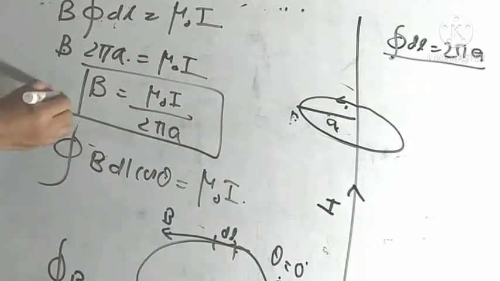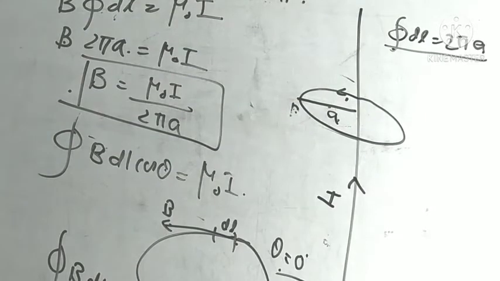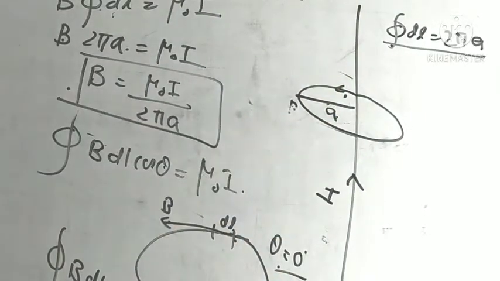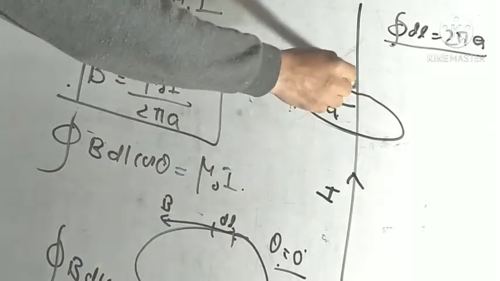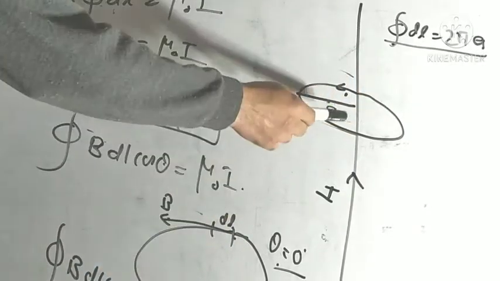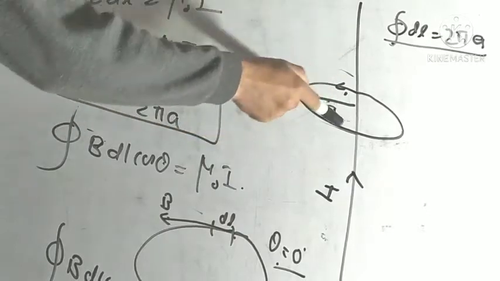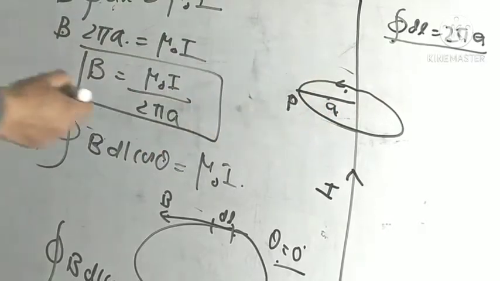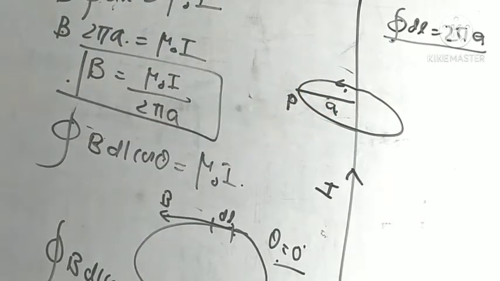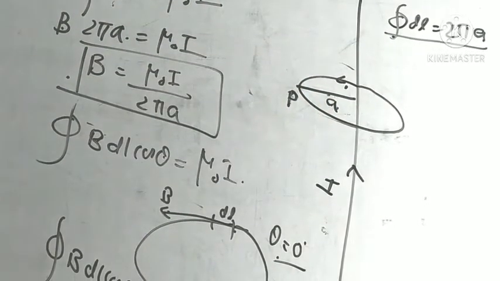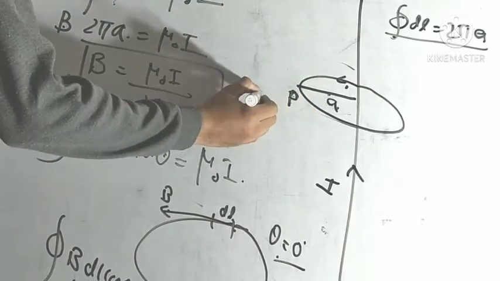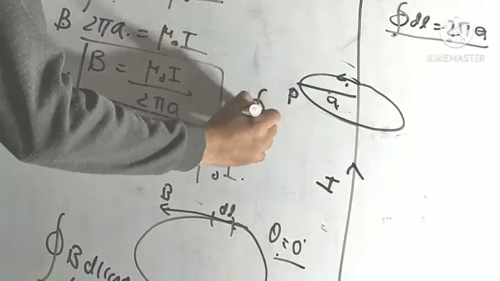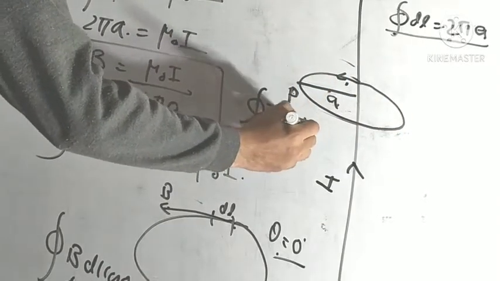I repeat it again. We take a wire and current I flowing through this wire, due to which a magnetic field is produced in the form of a circular loop. We take any point P outside this wire, and the distance of this point P from the wire is a, where we have to find the magnetic field. By Ampere's circuital law, we take the integration over this closed path, B dot dl is equal to mu naught I.